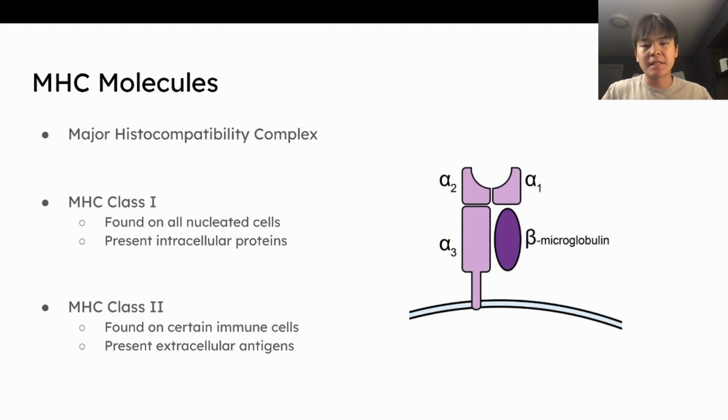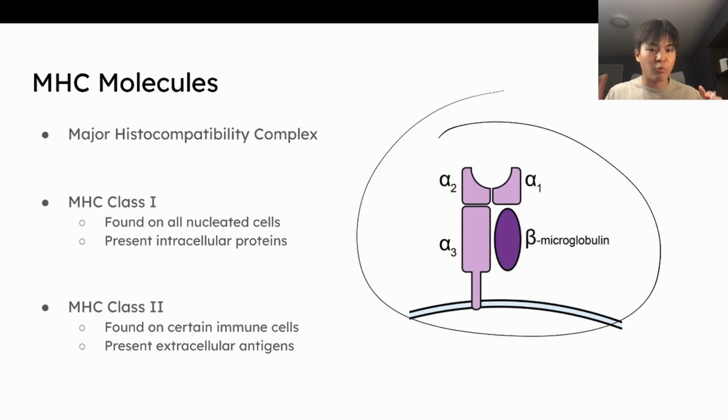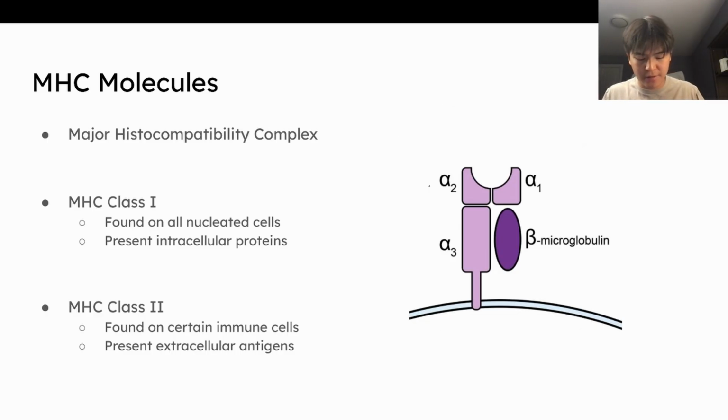Next, I want to introduce these things called MHC molecules. Now, MHC stands for Major Histocompatibility Complex. Basically, these are just a major class of molecules that are present on either cells or immune cells that are very important. And we're just going to cover the two primary types, MHC class 1 and class 2. This on the right here is a class 1 molecule. Class 2 is pretty similar. So the alpha 1 is here, and alpha 2 is here. And this is a bit different with beta 1, beta 2. You don't have to know about that. We'll talk more about that in future videos.